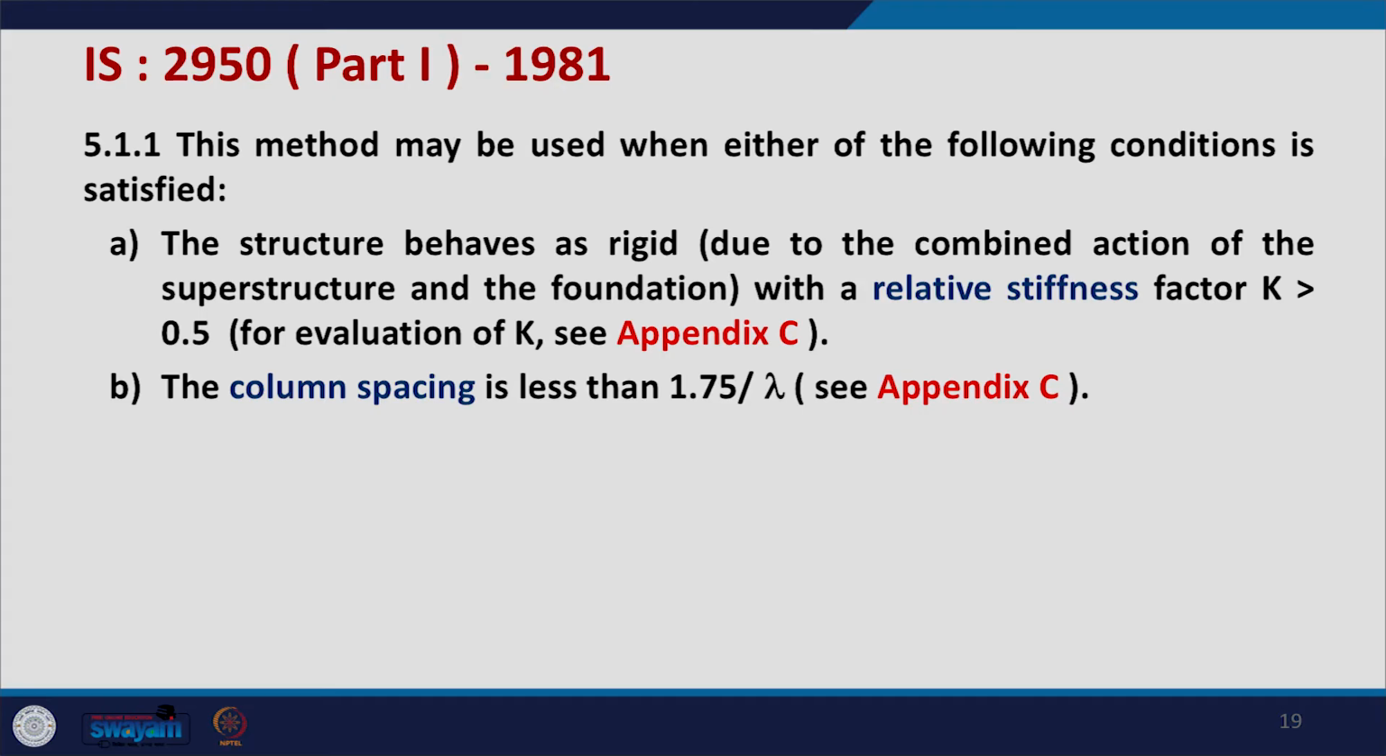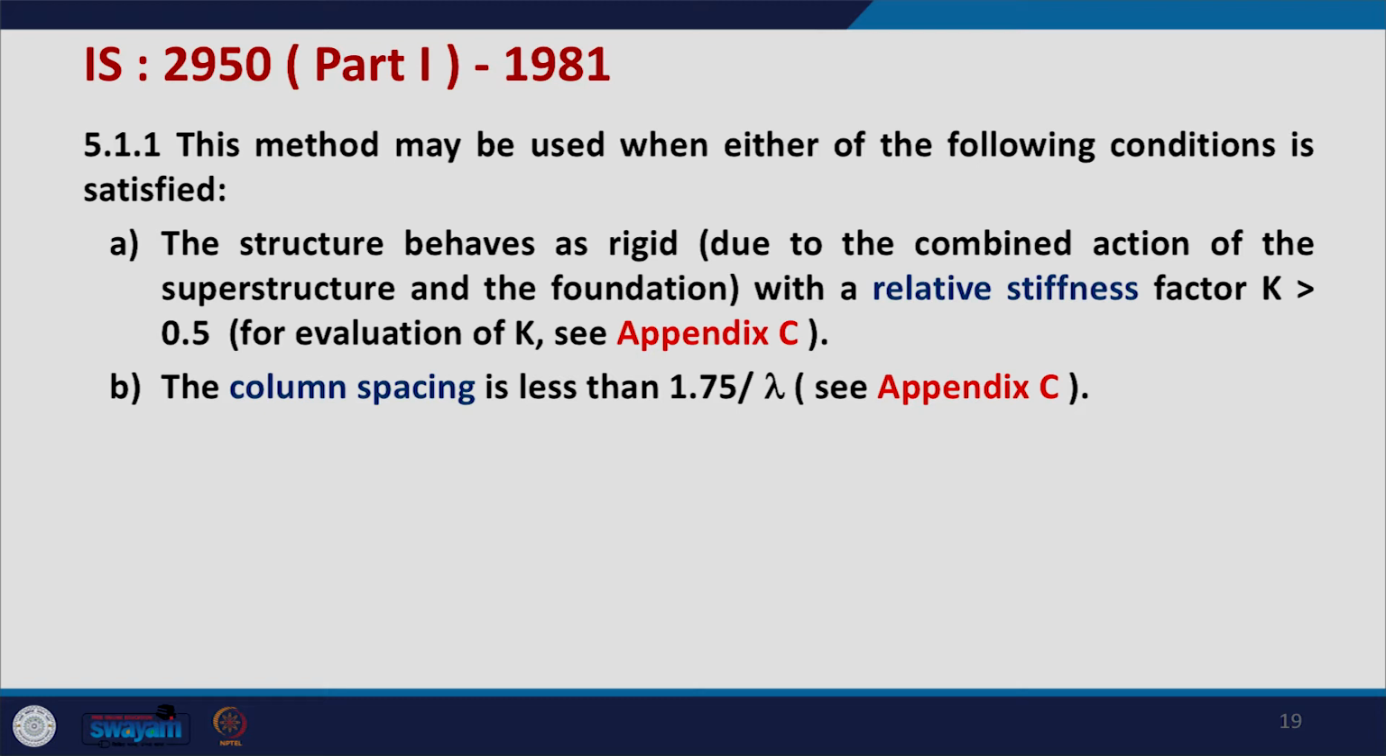The first assumption is based on the relative rigidity between foundation and soil. These are the basic assumptions. These assumptions will be satisfied if either of the following two criteria is met, and we discussed these things in the last lecture also. So, I am repeating it again: the structure behaves rigid due to the combined action of the superstructure and the foundation, with a relative stiffness factor k greater than 0.5. For evaluation of k, Appendix C of the code gives the procedure, and we are going to discuss that.